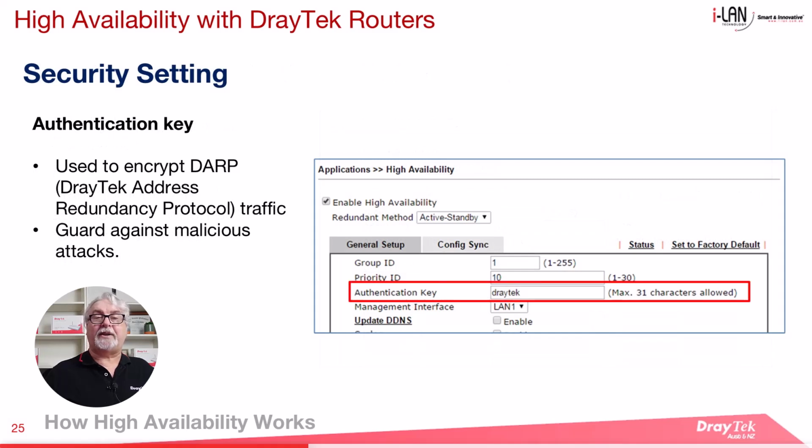The authentication key is used to encrypt the DRP traffic. DRP is an abbreviation for DrayTek Address Redundancy Protocol. This is done to guard against malicious attacks.